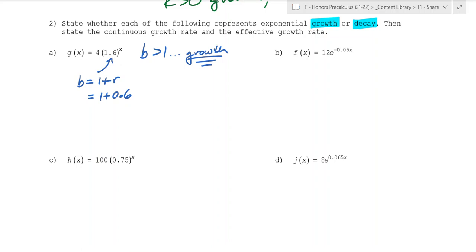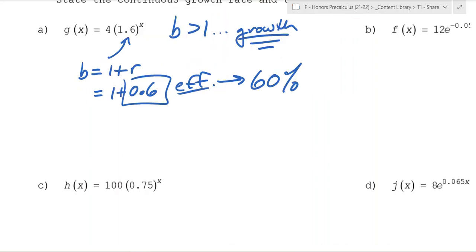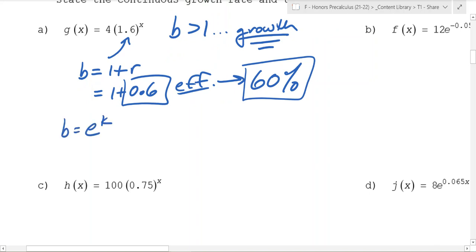And the effective rate is going to be the r value. That's the effective growth rate. So in that case, the effective growth rate is 60%. 60% is the same as 0.6 in decimal. And the way you figure out the continuous growth rate, and that would be, how would you get 60% in 1 year if you were doing a continuous growth rate all year? You have to solve this. You take b equals e to the k, and in this case, b is 1.6. So you're solving this right here to find out the k value. That would be the continuous interest rate.